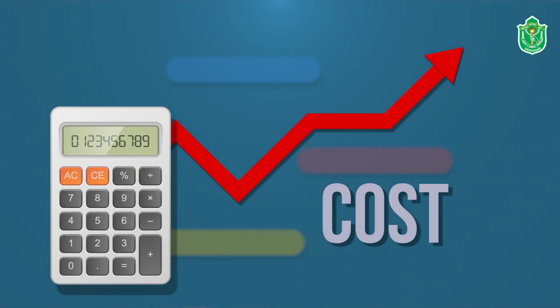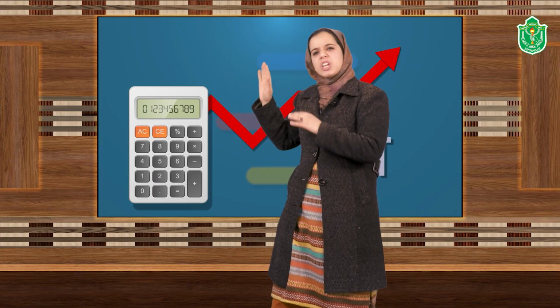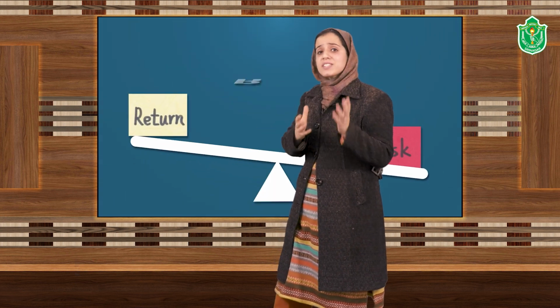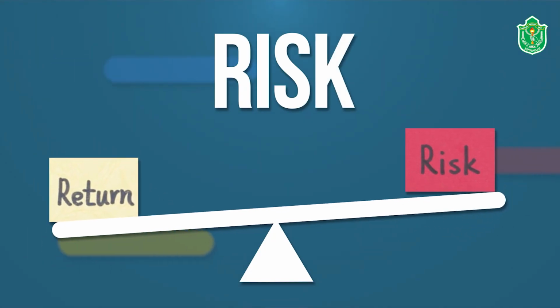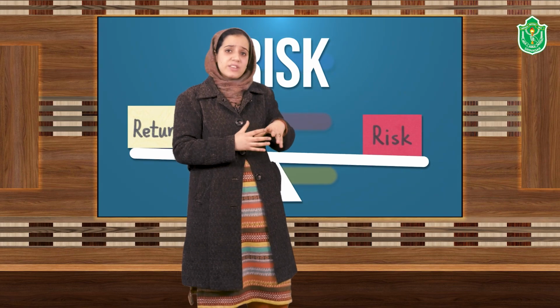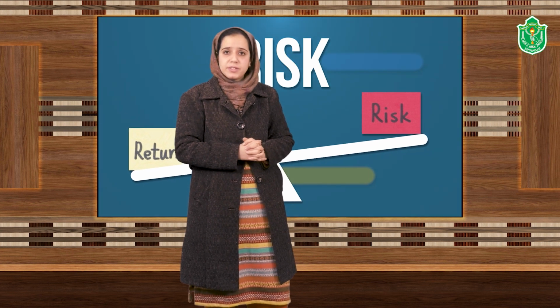Now, what are the factors which affect the financing decision? The first one is cost. The cost of raising funds from different sources is different, so the cheapest source should be selected. Then the risk associated with these sources of funds is different. The more the risk, the less attractive the investment will be.